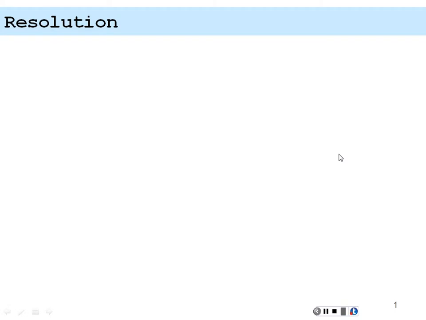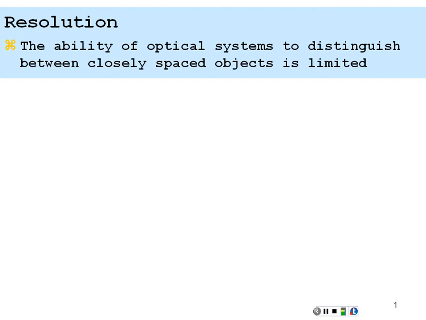This is the second short lecture in Chapter 38, where we are going to continue our discussion of special properties related to the wave nature of light. In particular, we're going to look first at resolution. The ability of optical systems to distinguish between closely spaced objects is indeed limited.